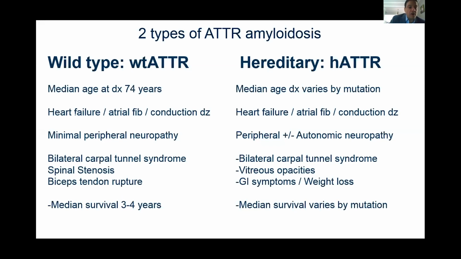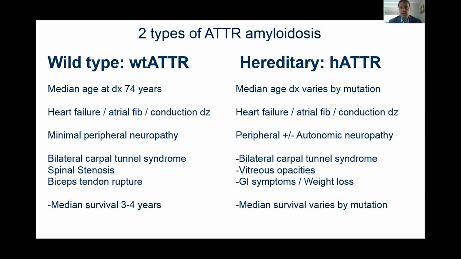When it affects the heart, you get heart failure, atrial fibrillation, or conduction disease. There's typically minimal peripheral neuropathy in this type. However, bilateral carpal tunnel syndrome, spinal stenosis, and biceps tendon rupture are actually quite common and can be important extracardiac clues. And the median survival is about 3 to 4 years.